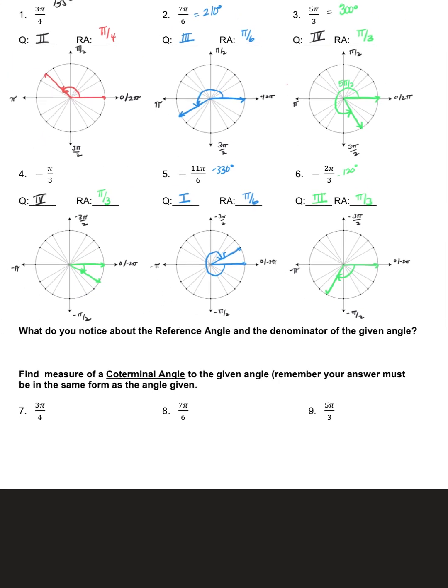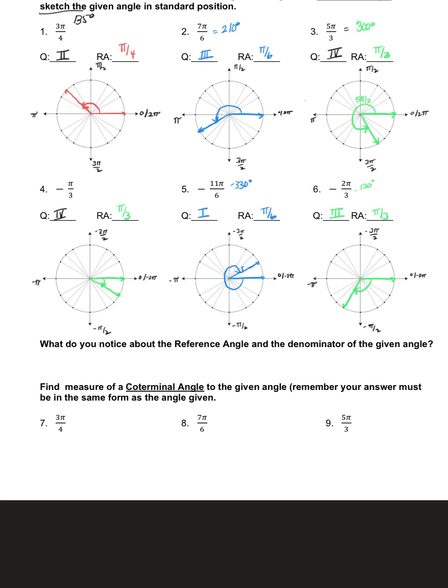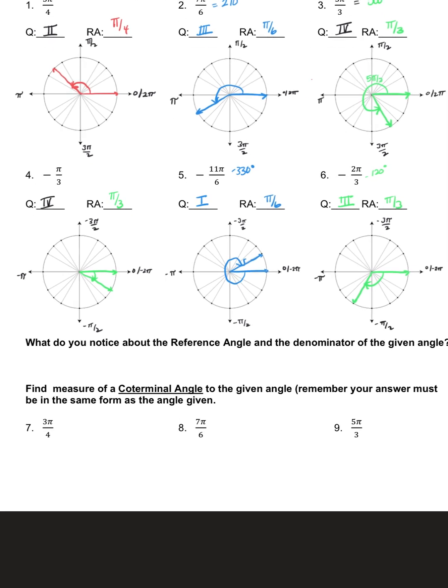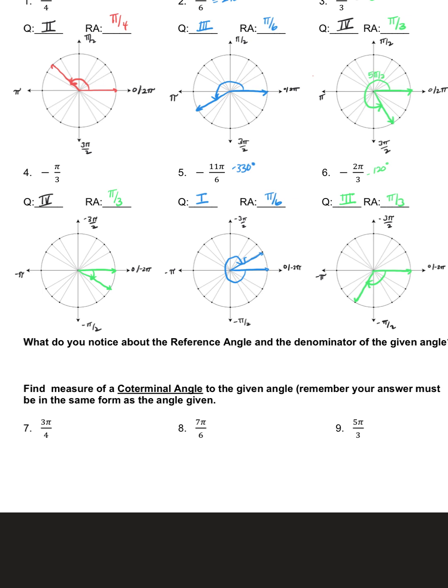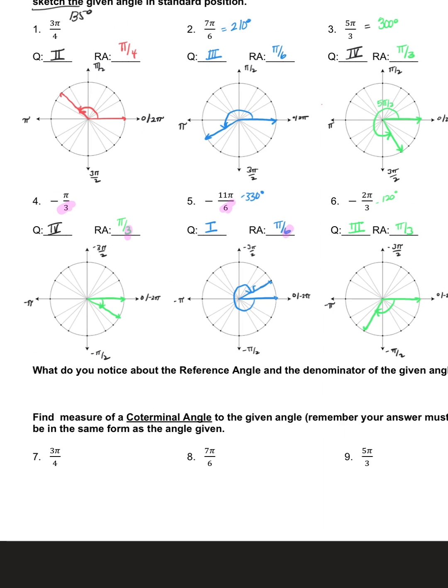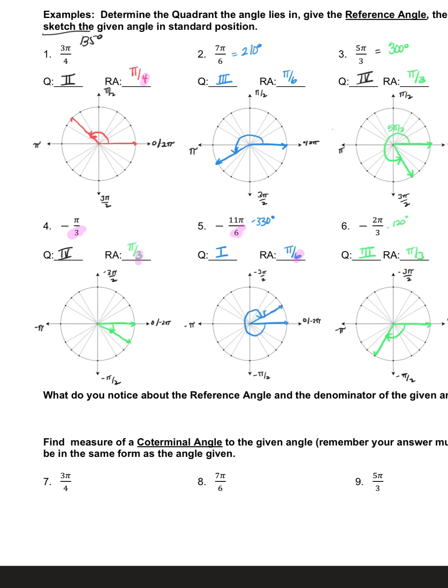Okay, so now, what do you notice about the reference angle and the denominator of the given angle? Every single time we did this, if you pay close attention, here's the given angle, the denominator here is a 3, the reference angle is a 3, denominator here is a 6, 6. And up here we had a 4 and a 4. So hopefully you notice that they are the same. Again, another way to help you determine your reference angle, okay?